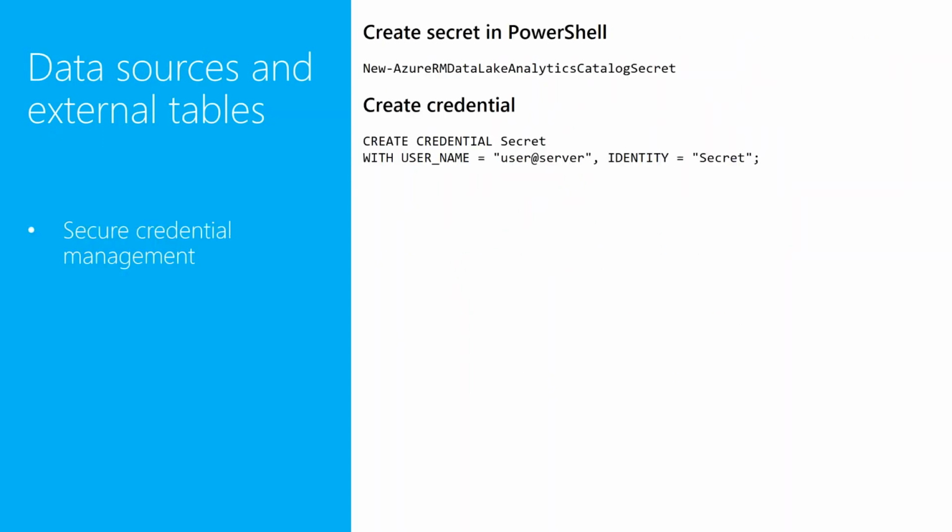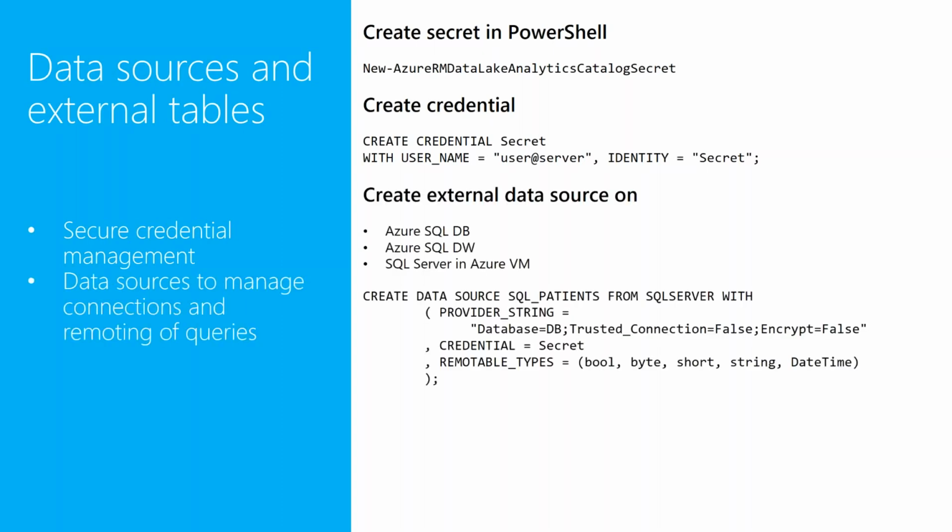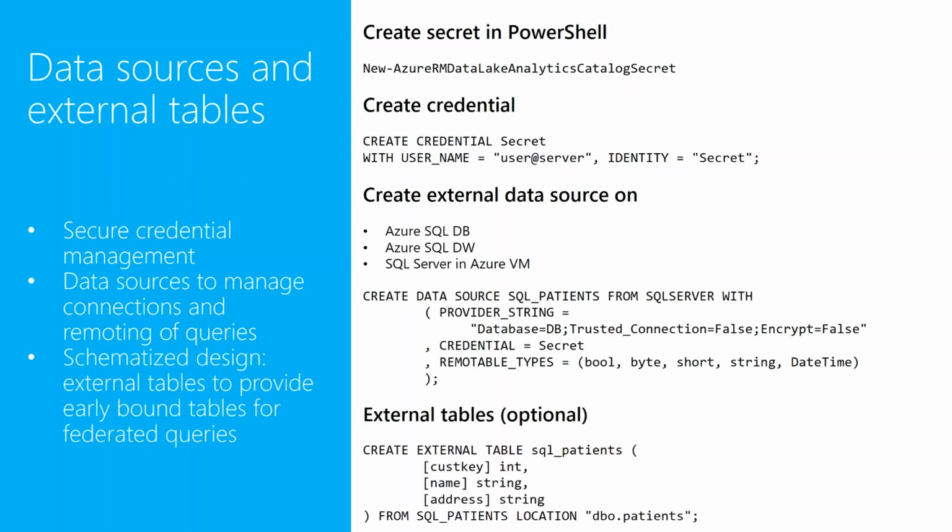Just to summarize, you have to first create your credential management. Today it's done in 2 steps, one in PowerShell, one in script. By the time we go into GA, you will only have to do it in PowerShell to create the credential object. Then you basically create the external data source on Azure SQL Data Warehouse, SQL DB, or SQL Server in Azure VM. And at the end, you have the ability, optionally, to schematize your design.